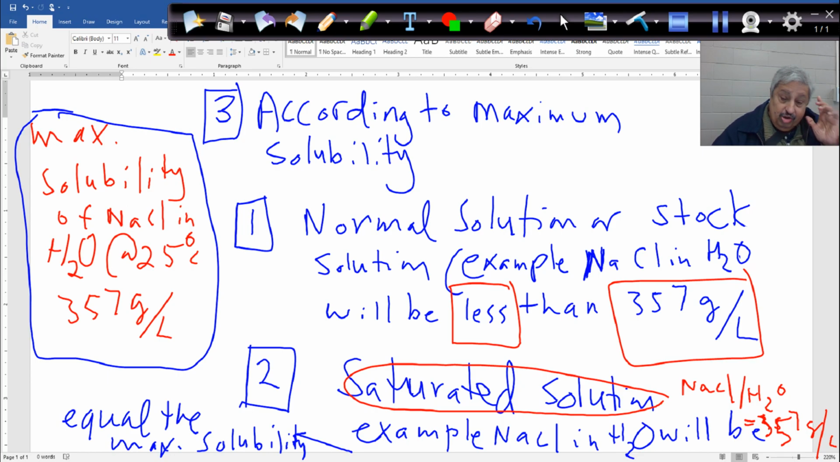Number 3, how about if you exceed this maximum solubility, exceed the 357? You get something called a supersaturated solution. Super saturated solution.